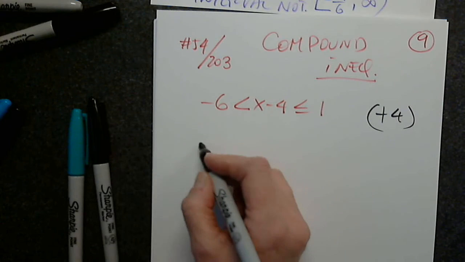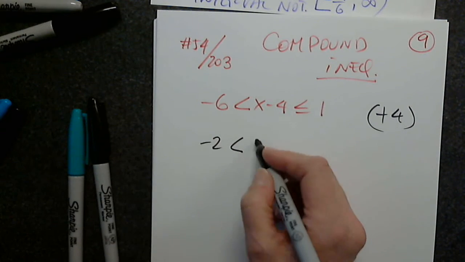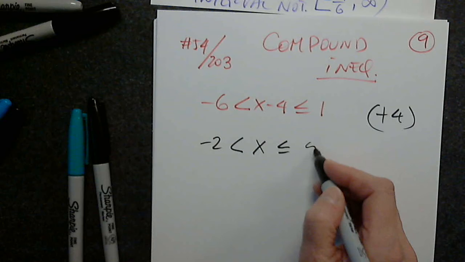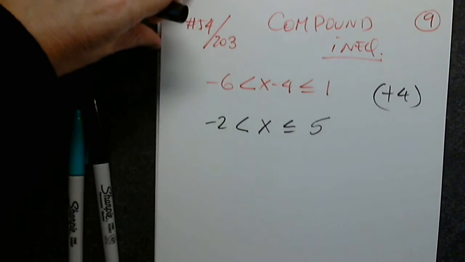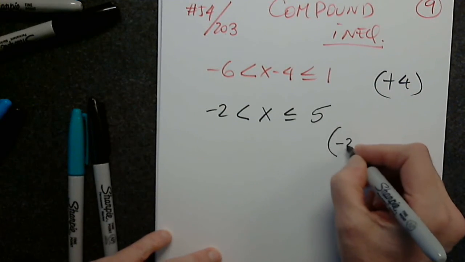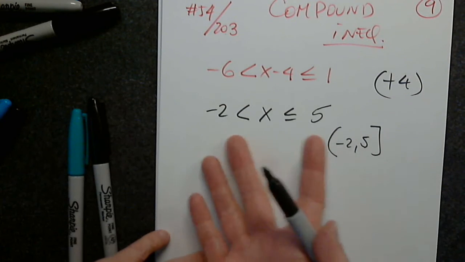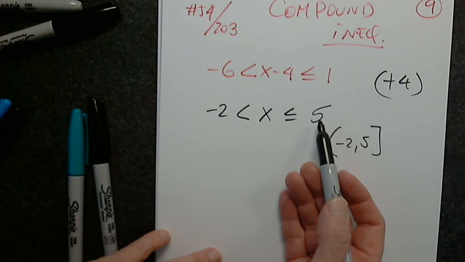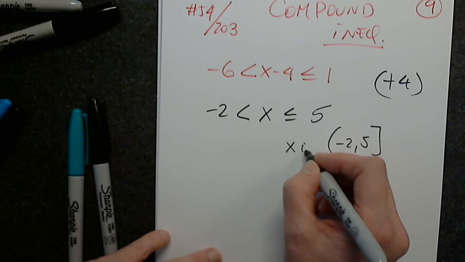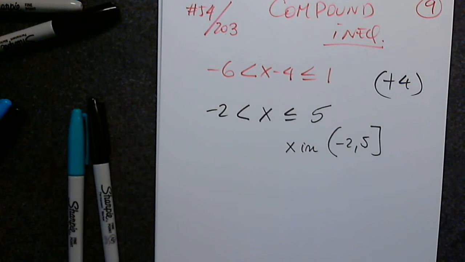When I add it here, I get negative 2. When I add it here, I get x. And when I add it here, I get 5. So we're adding 4 to all three sides to eliminate the minus 4 inside. And this is the solution. You don't have to do anything. A parenthesis at negative 2 and a bracket at 5. I prefer writing in front that x is a number found in that interval. You don't have to if you don't want to.